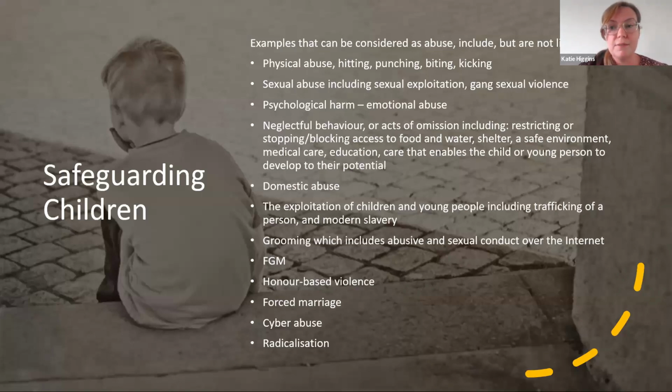Domestic abuse, so if a child lives in a household where there's domestic abuse, domestic violence, those children are categorised under the emotional abuse category, and social services will intervene to remove that child if that domestic abuse or domestic violence situation carries on. Exploitation of children and young people, including things like modern slavery, grooming, and this is particularly more prevalent over the last decade, really, particularly with how children now have access to mobile phones. They do a lot of online gaming.